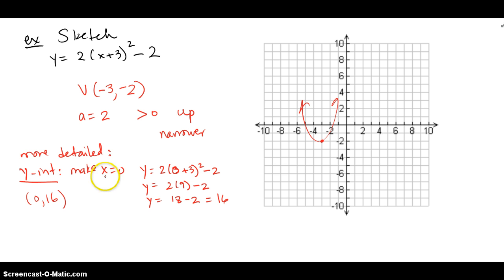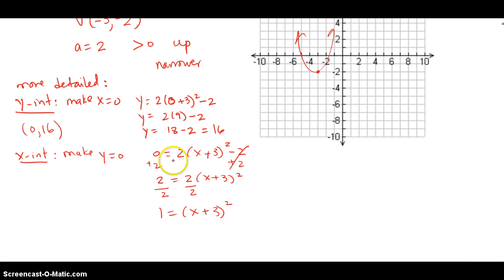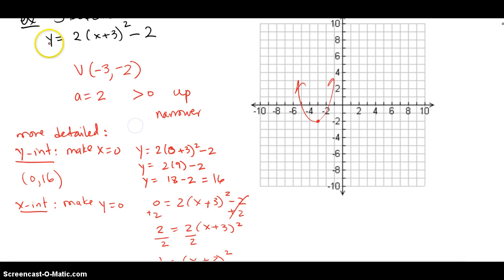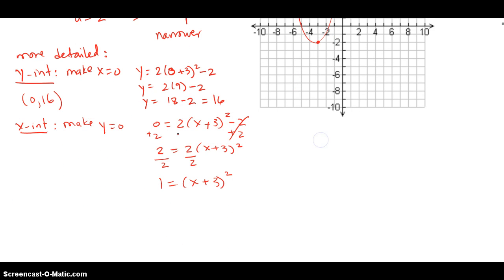So for the y-intercept, we would make the x 0, plug it in here, and it would give us a y value of 16, it looks like, which means the y-intercept is way off our graph, thus making your parabola sort of narrow. For the x-intercept, we're going to make y equal to 0. So right here, set the y equal to 0.